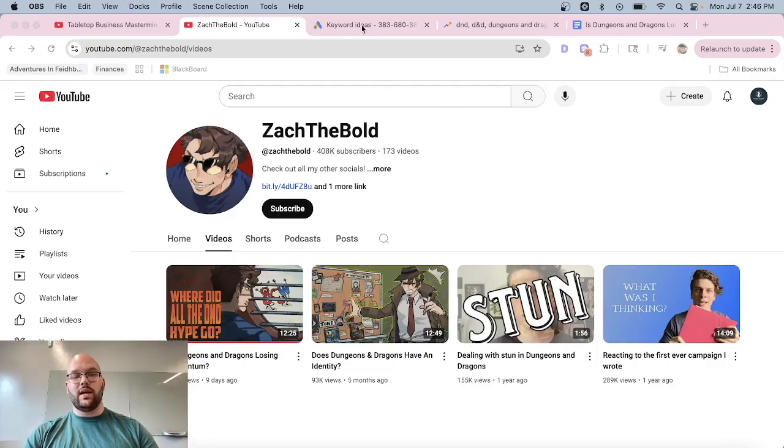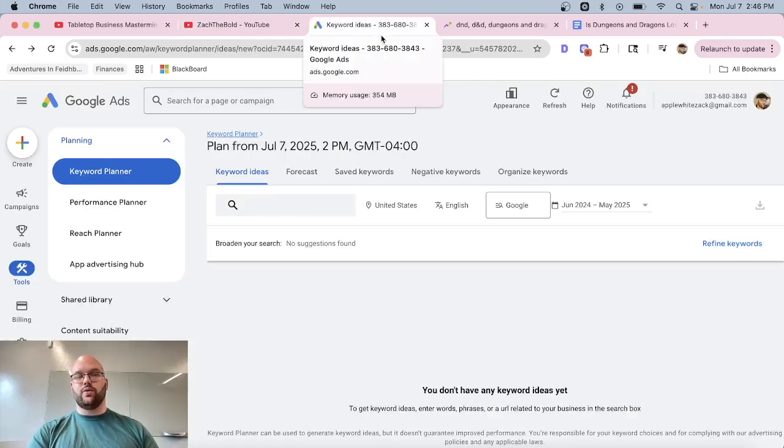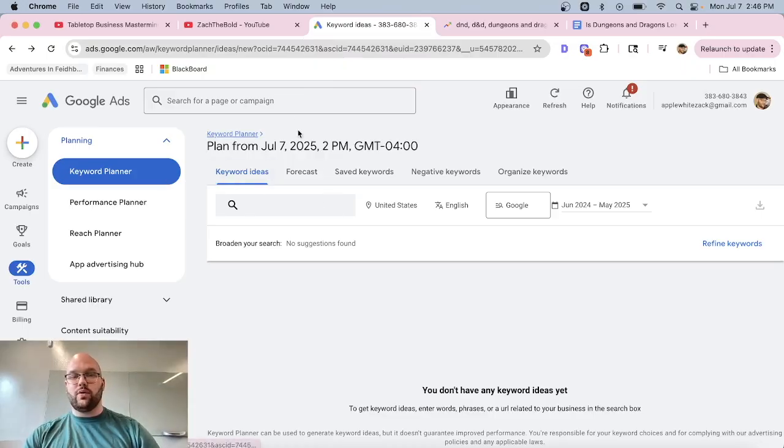So the first thing, to answer our question, is Dungeons & Dragons losing momentum? You're going to want to go to Keyword Planner in Google Ads. You'll have to create a Google Ads account. You don't have to pay for anything. I haven't paid for anything. You just have to go about creating the account. So I have a Google Ads account. I'm on the Keyword Planner.